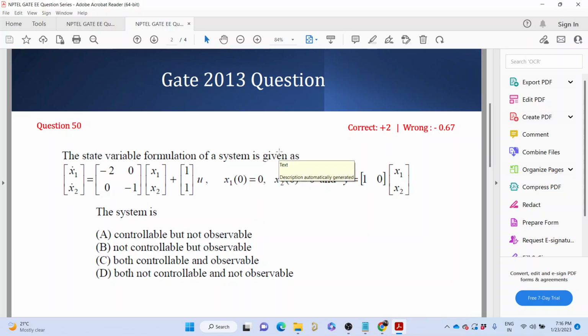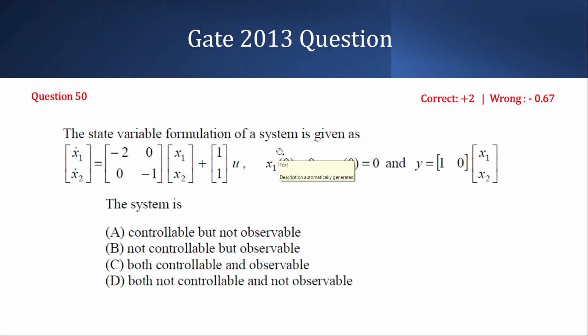The second question is displayed on the slide. It is a 2013 GATE question, and it is again the same state equation which has been given to you: x1 dot, x2 dot, the state vector derivative, equals the matrix minus 2, 0, 0, minus 1, which are the elements of matrix A, times x1, x2, the state vector, and u is the input to the system. The initial conditions x1 of 0 and x2 of 0 are equal to 0. The output equation is given by the row matrix 1, 0 times x1, x2. What you need to find out is whether the system is controllable or observable.